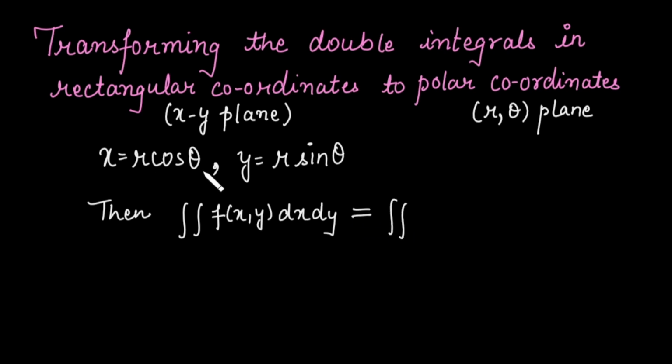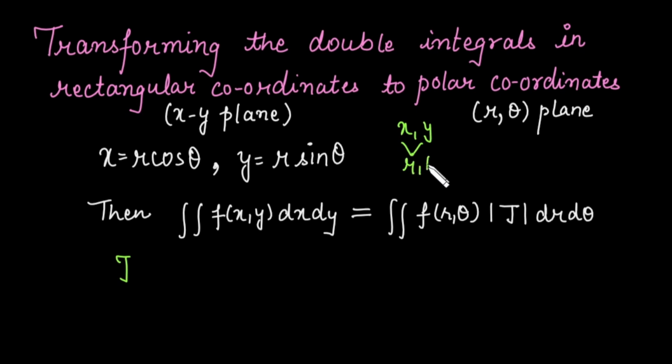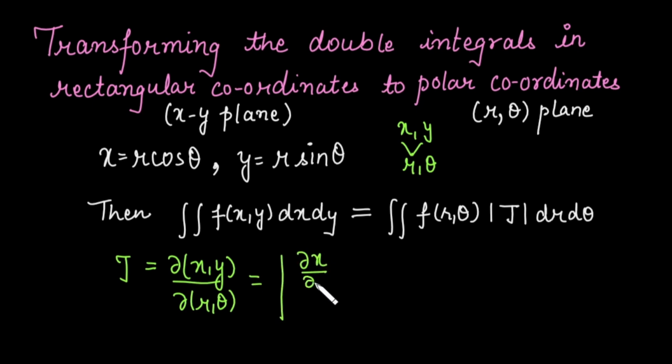Now the function depends upon r and theta, but instead of dx dy it is a Jacobian dr d theta. Now how to calculate the Jacobian? As x and y depend upon r and theta, we can write the Jacobian as partial of xy by partial of r theta. This is basically a determinant: partial derivative of x with respect to r, partial derivative of x with respect to theta, partial derivative of y with respect to r, partial derivative of y with respect to theta.